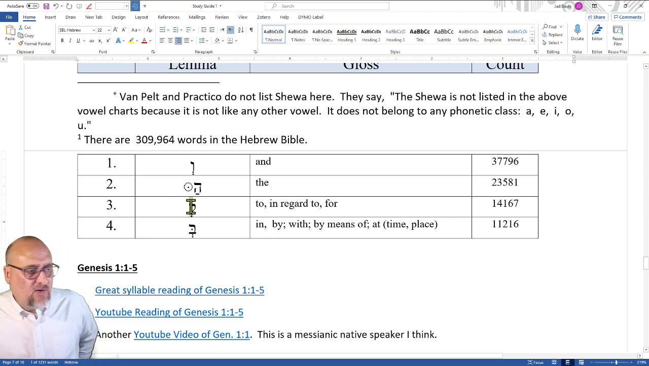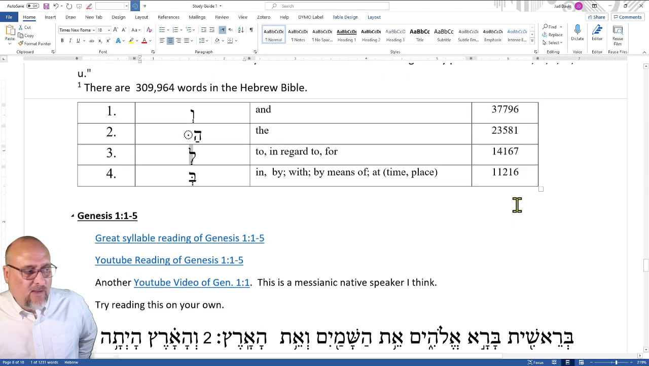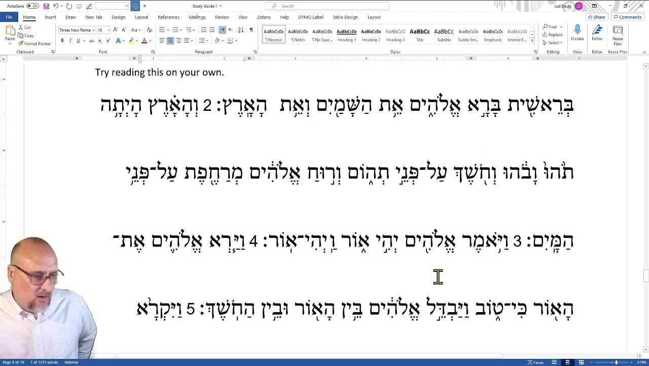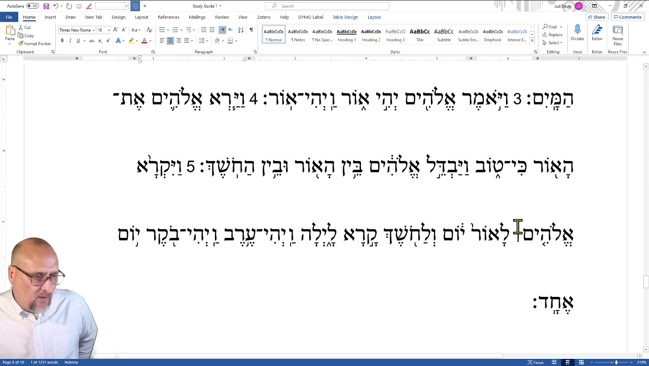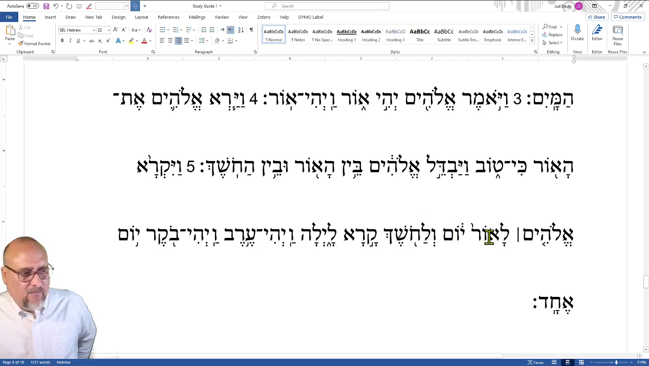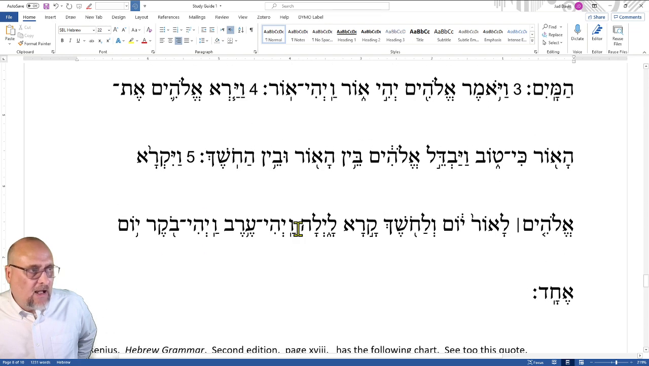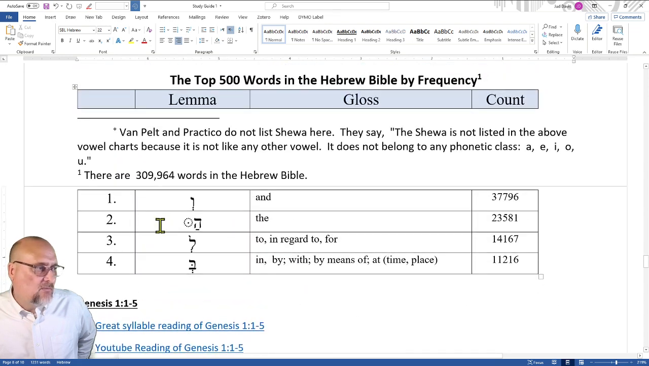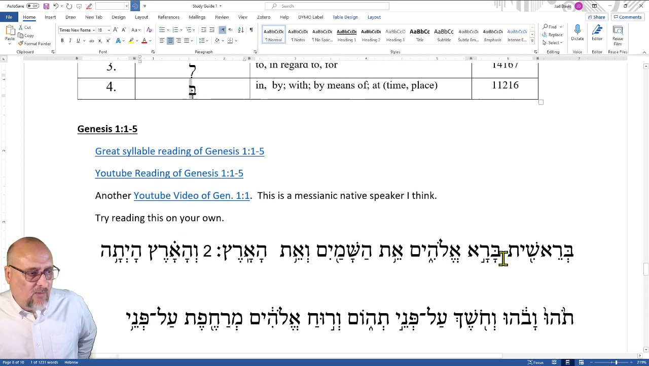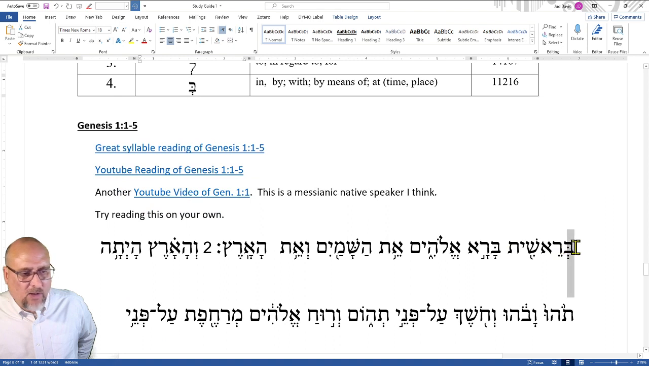This is the preposition to, 15,000 times. It goes on the front of a word. Let's see if I can find one here. To the light. God called to the light day. God named the light day. And the darkness he called night. So la means to. And be, 11,000 times, is actually the first word in the Bible. Bereshit, in the beginning.